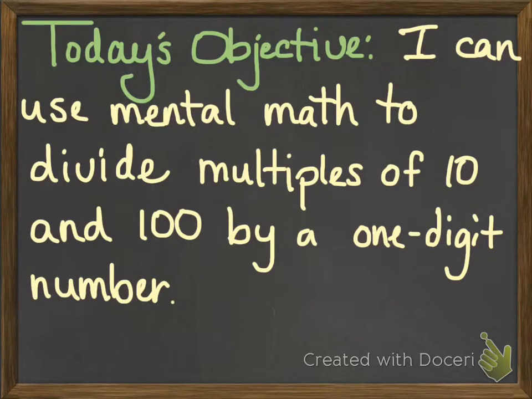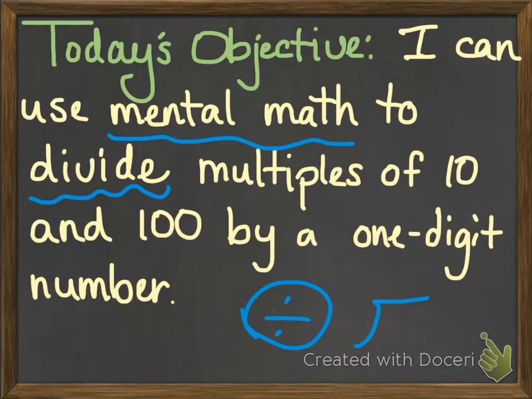Today's objective is I can use mental math to divide multiples of 10 and 100 by a one-digit number. So we are going to start using division. Okay, and that's how we show it one way, and we can show it with a division box like that. Today we're just going to use the division symbol though, and we're going to be using mental math to help us divide multiples of 10 and 100.